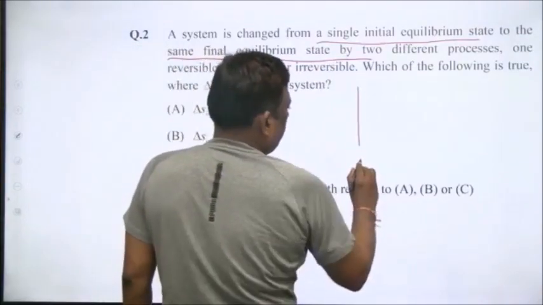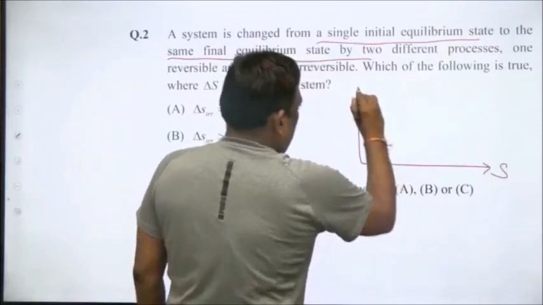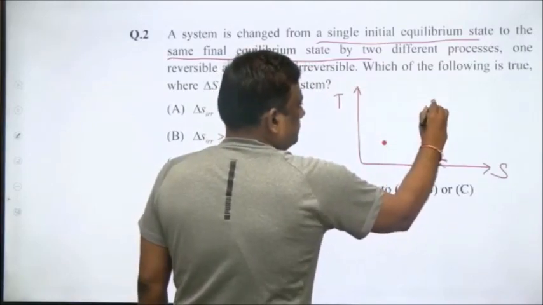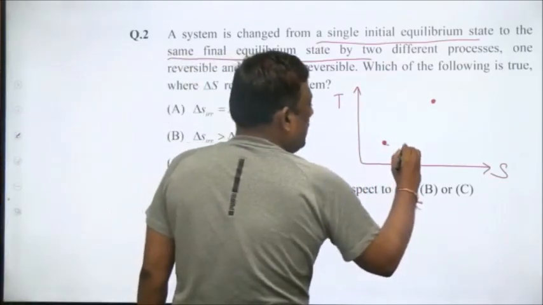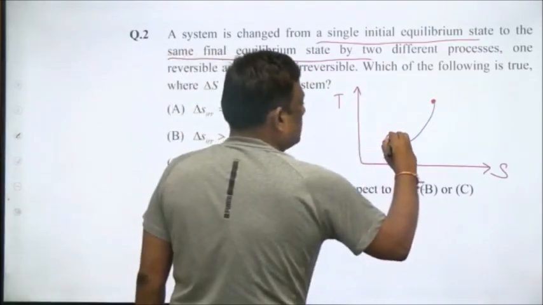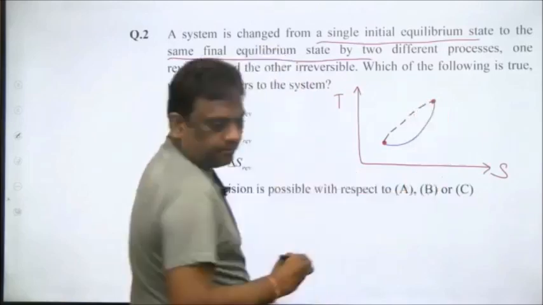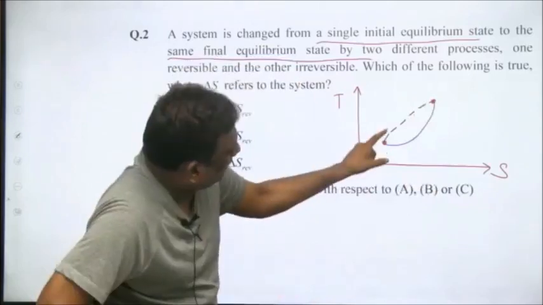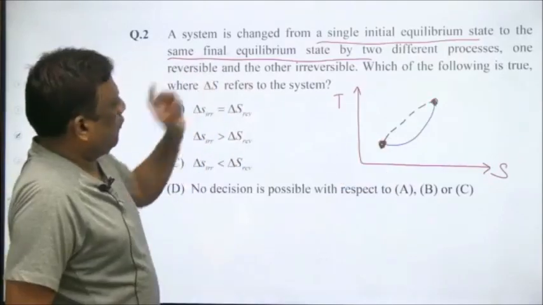See, let this be entropy, let this be temperature. Now, there is one process, there is another process, right? Now, look, for both the same starting point, same end point. Which of the following is true?